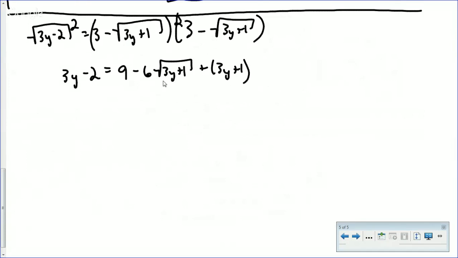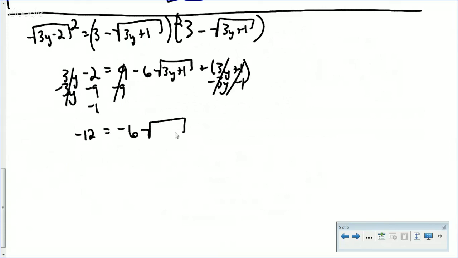Okay, notice I still have a radical left, so we're going to isolate it. So minus 3y, those cancel. Minus 9, minus 1, minus 1. Cancel, cancel. So you get minus 12 equals minus 6 radical 3y plus 1. Divide by negative 6. You get 2 equals radical 3y plus 1.